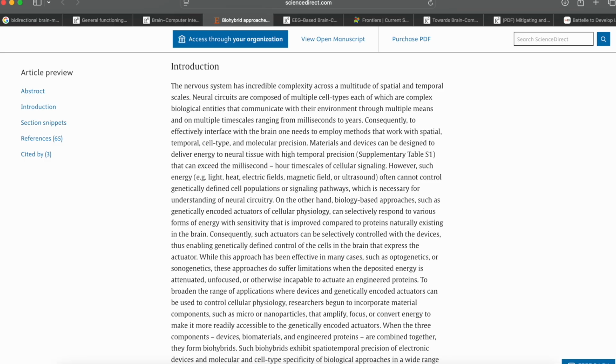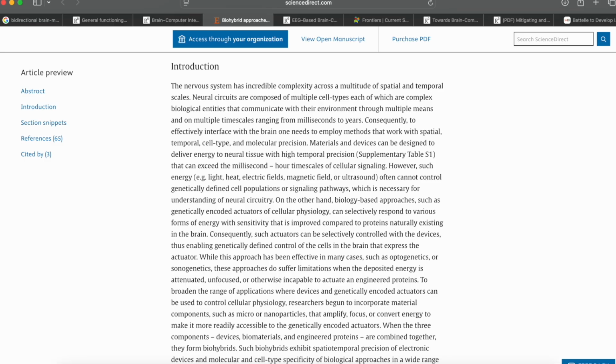Consequently, such actuators can be selectively controlled with the devices, thus enabling genetically defined control of the cells in the brain that express the actuator. While this approach has been effective in many cases, such as optogenetics or sonogenetics, these approaches do suffer limitations when the deposited energy is attenuated, unfocused, or otherwise incapable of actuating the engineered proteins.